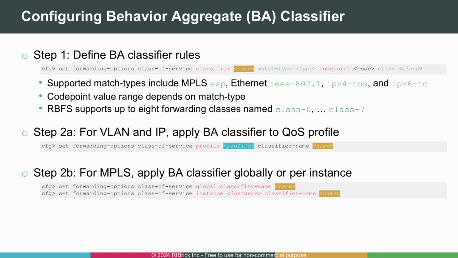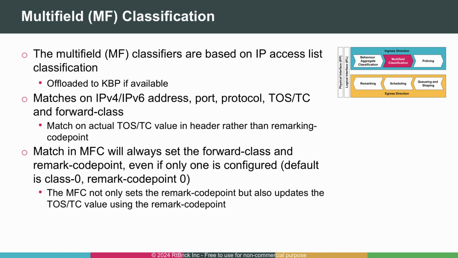VPN services. At the edge of the network, where QoS markings in packet headers cannot be trusted, multi-field classifiers are used. Multi-field classifiers are based on the concept of access lists and provide greater granularity by allowing matches on virtually all IP header fields. A multi-field classifier can also match on the type of service or traffic class field in the IP header, similar to a BA classifier. However, it is important to note that it matches the actual header value, rather than the value resulting from remarking at the BA classifier level. The remarking value is stored in internal metadata and is enforced only at the end of the pipeline.